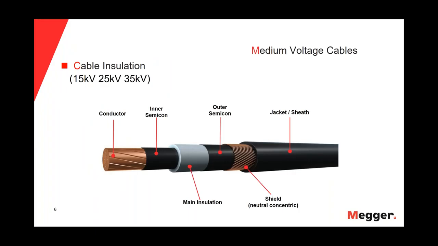We are seeing in the slide the classic single phase cable in which we have a center conductor that could be of copper or aluminum material. Then we have this inner semicon layer. Next, we have the main insulation of the cable. We will continue with the outer semicon layer. Then next, we will have the neutral concentric shield of the cable. And finally, we will have the jacket or sheath of the cable.